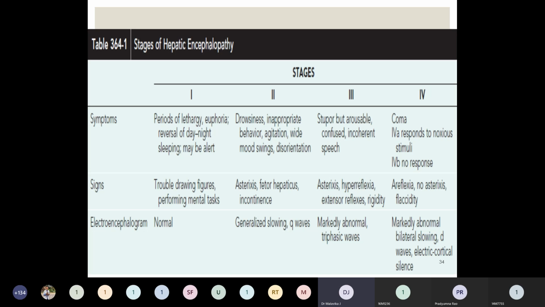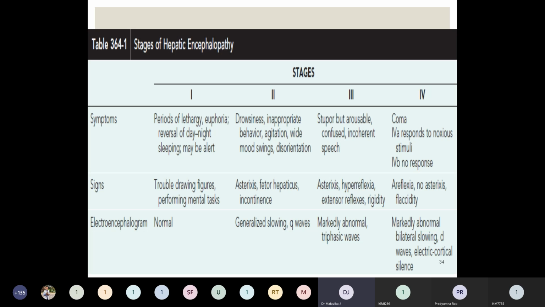Coming to stage 2, the symptoms will be drowsiness, inappropriate behavior, agitation, wide mood swings, disorientation. The signs will be asterixis, fetor hepaticus and incontinence. Electroencephalogram shows generalized slowing and theta waves will be present.